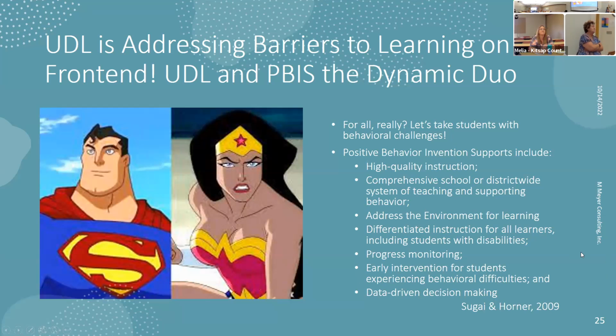So we call it universal design for learning, addressing barriers to learning on the front end. Universal design for learning and positive behavior intervention supports are the dynamic duo. Because I'll have people say, really, a person with behavior challenges, are you kidding me, that they're going to be in the same classroom as my students? Yes, because the reality is when students exit school, that becomes community. That's when we have people that come together.